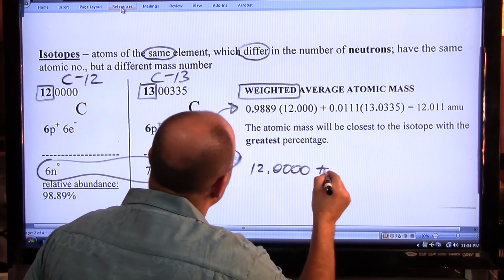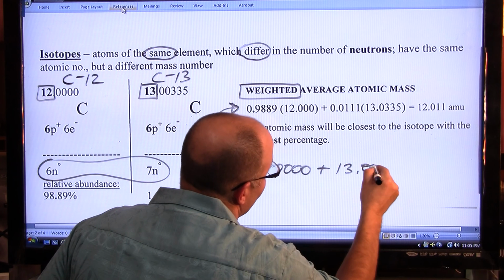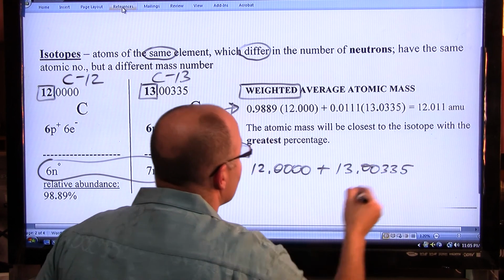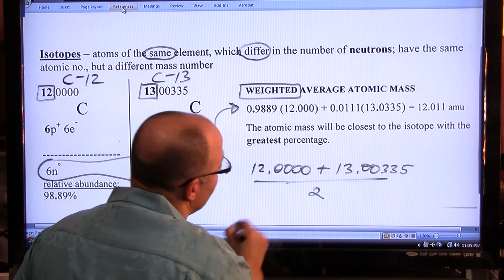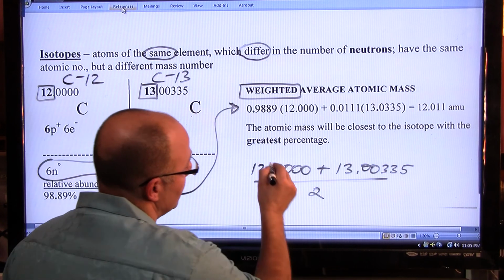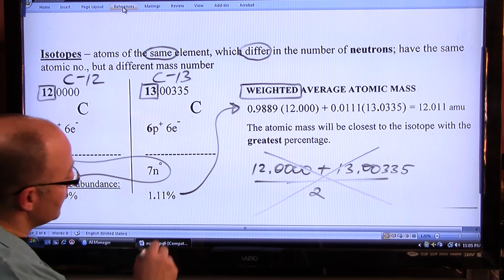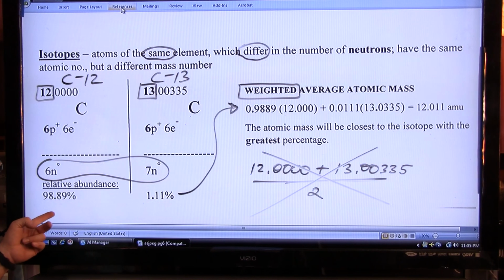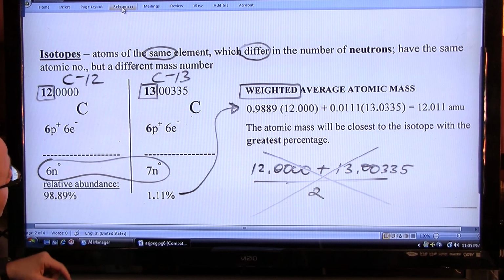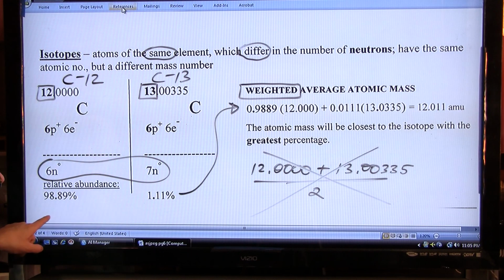You're accustomed to taking two numbers like these here, 12.0000 plus 13.00335. You're accustomed to taking these numbers and dividing it by 2. That would be a regular average. That's not what we're talking about. That's assuming an equal percentage of each isotope, 50-50, instead of what we actually have. So in this case, when you take the weighted average, you have to factor in these different percentages.